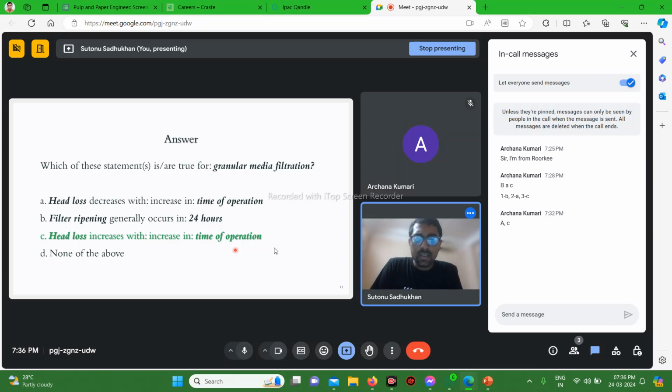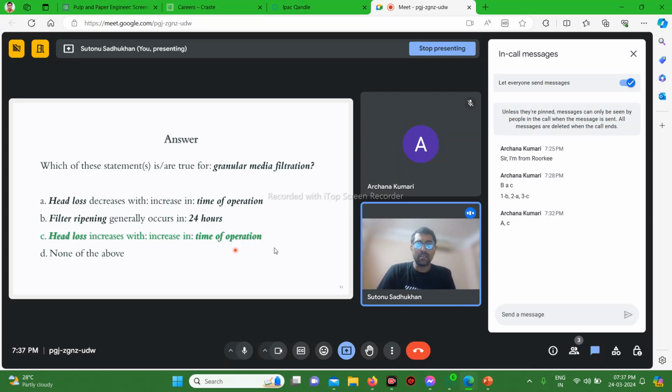As I told, if there is deposition, the pressure drop will increase, and pressure drop means head loss only. So if there is a pump pumping the water through the filter media, then as time passes, the load on the pump will increase to maintain the same flow. As there will be more pressure drop, there will be more back pressure on the pump. So that's why the load of the pump increases. That means the head loss will increase with the time of operation.